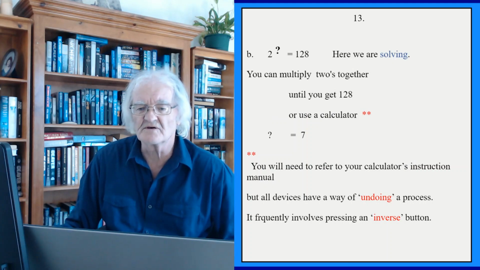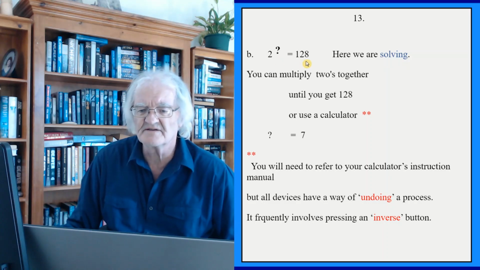Here's a more difficult case. 2 multiplied by itself a number of times gives 128. Now here we are solving. The unknown is not by itself. Now one approach we can have here is multiply 2's together until you get 128. Or you can use a calculator. In either case, you will find the missing number is 7.